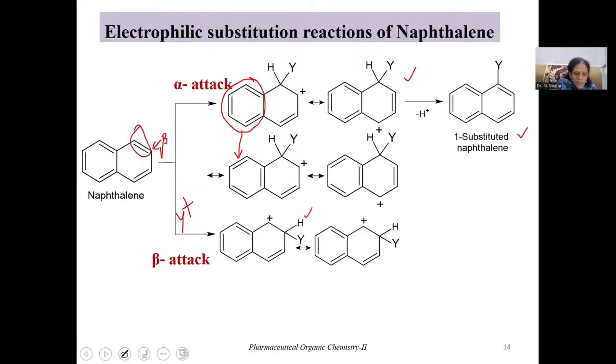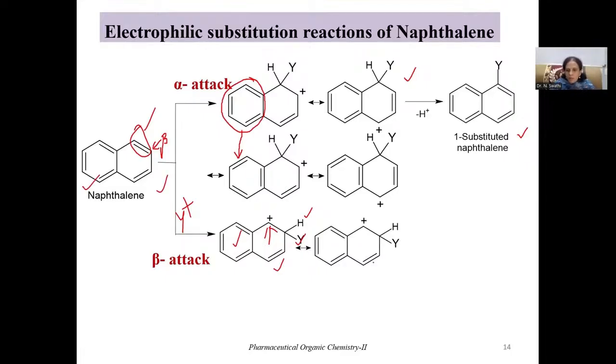Hydrogen is already present at the beta position also. The electrophile is attached to the beta position by utilizing this particular double bond. Then the first carbon becomes electron deficient. That is why it gets a positive charge. The other benzene ring system and the other double bond are kept as they are in the naphthalene ring system.